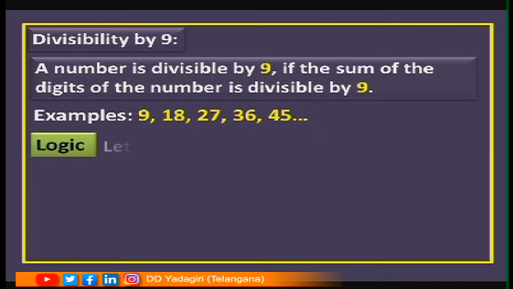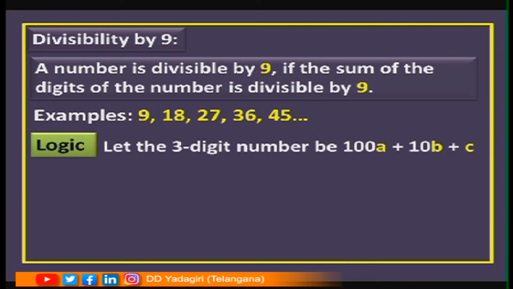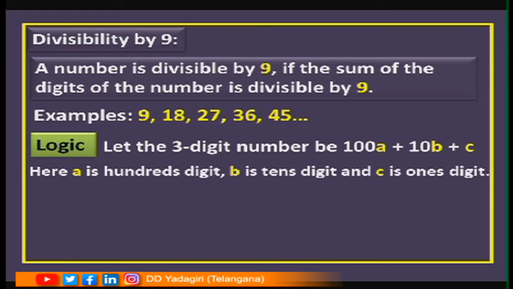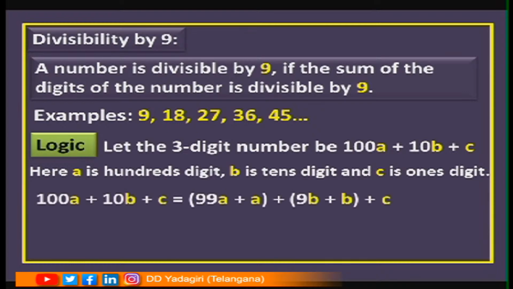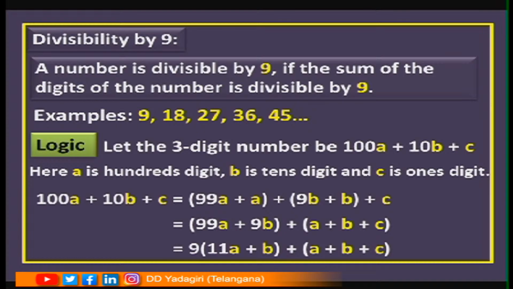So, let us understand the logic again. We are going to consider the same 3-digit number 100A plus 10B plus C, where A, B, C are hundreds, tens and ones digit. Now, again I will write it as 99A plus 9B plus A plus B plus C. Now again rearranging them, I get 99A plus 9B plus again sum of terms A plus B plus C. Now in this 99A plus 9B, I am taking 9 common. So if I take 9 common here, I am left with 11A plus B, and A plus B plus C as it is, no change.